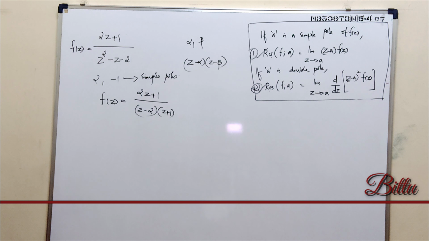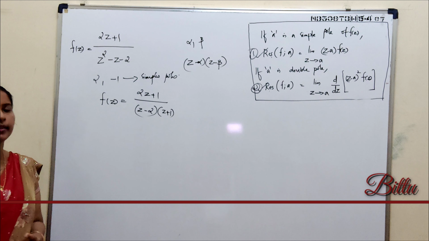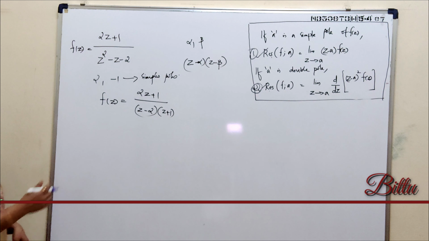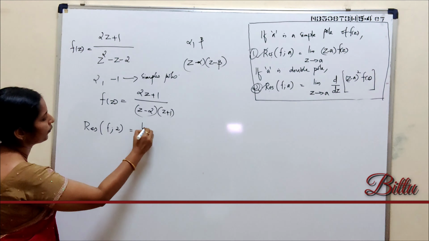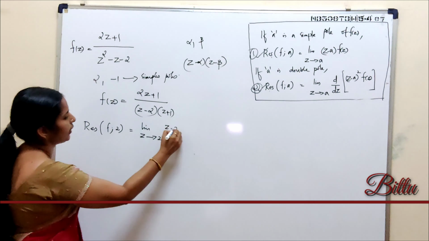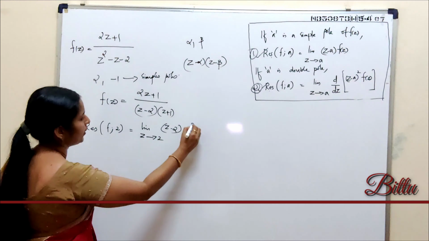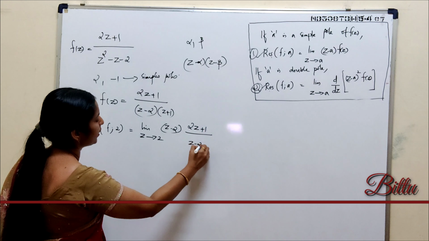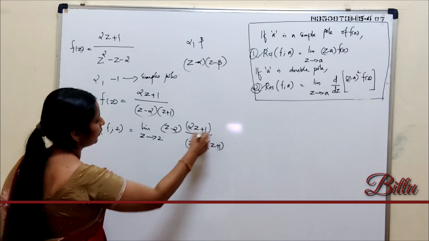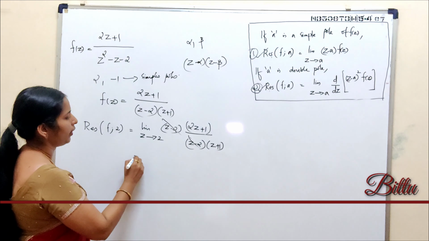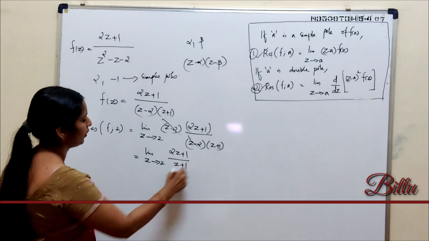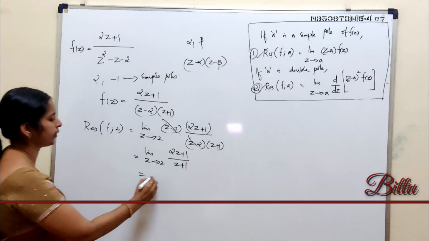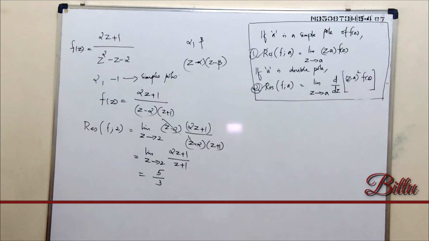So for evaluating the residue, we have to apply the first result, that is residue at a is equal to limit z tends to a, z minus a into f(z). So residue of f at 2 is equal to limit z tends to 2, z minus 2 into f(z). Here f(z) is 2z plus 1 by z minus 2 into z plus 1. You make the cancellation here, and it is limit z tends to 2 of 2z plus 1 by z plus 1. You put z equal to 2. So the numerator is 5, denominator is 3.